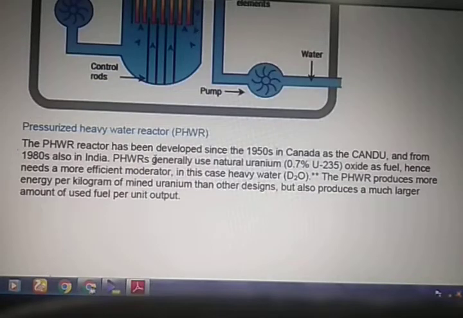It was designed in the 1950s in Canada, and it has been running in India since the 1980s. Natural uranium is used as a fuel. This uranium is in the form of oxide, uranium oxide. Heavy water, deuterium oxide, is used as a moderator in this.